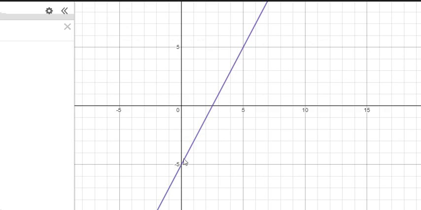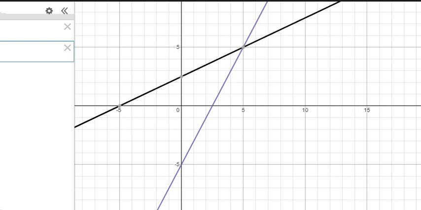We get y equals 2x minus 5, okay? And now we are going to switch it with this inverse, and I'm going to write x equals 2y minus 5. And then look what we have here, right?